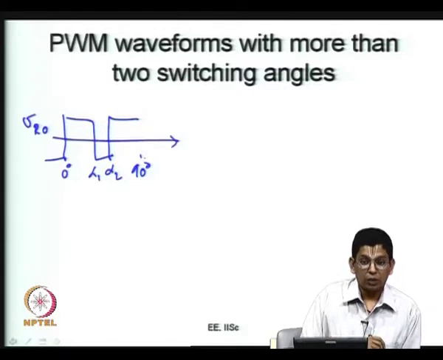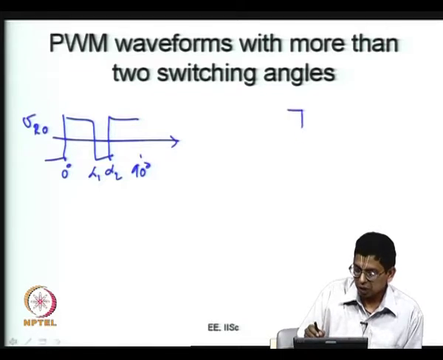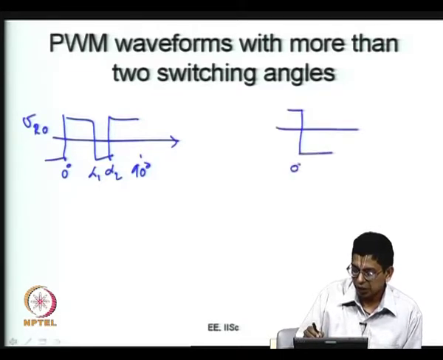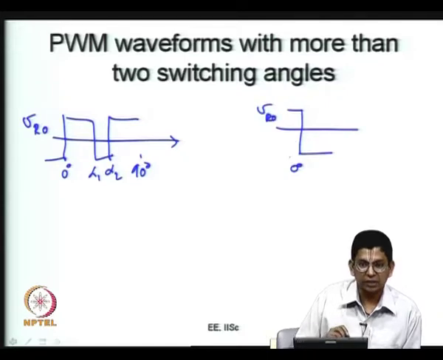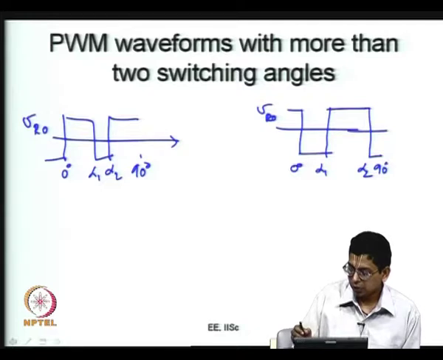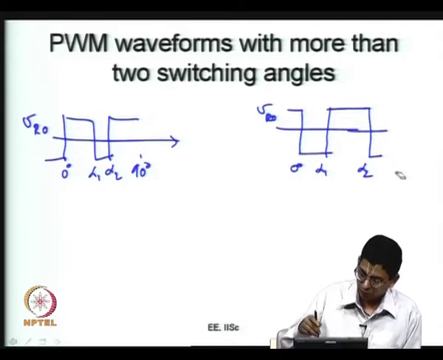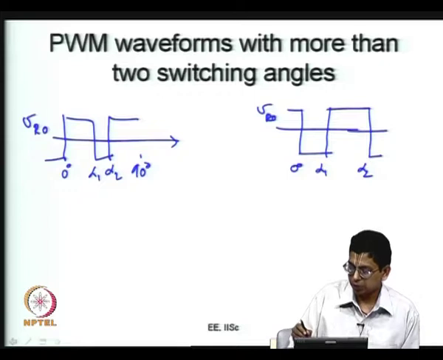Now, if you want to consider 3 switching angles, here VRO is switching from negative to positive at 0. It is common to consider the switching the other way. At 0 degree VRO would normally switch in the other direction, and this could be your alpha 1, this could be your alpha 2, and then alpha 3, and 90 degree.